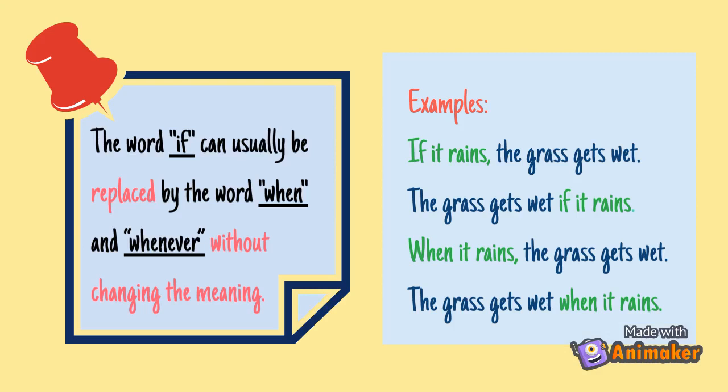In zero conditional sentences, the word if can usually be replaced by the words when and whenever without changing the meaning, because all of them express general truths. Examples: if it rains, the grass gets wet. Or you can say, the grass gets wet if it rains. And you can also say, when it rains, the grass gets wet. Or, the grass gets wet when it rains.